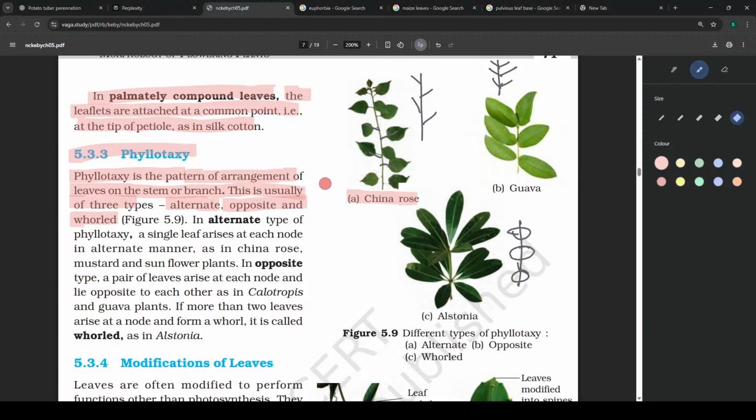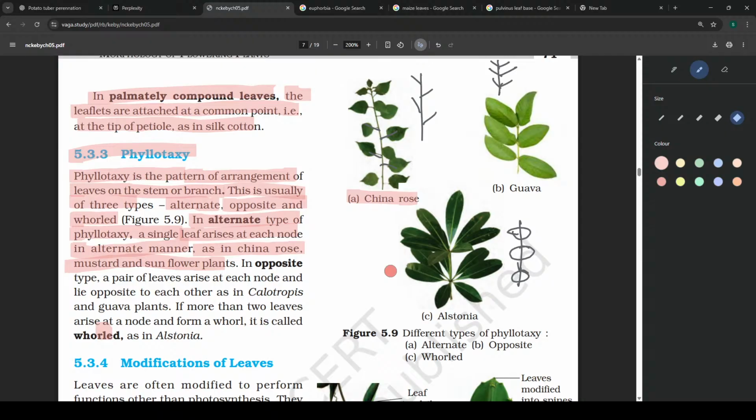Phyllotaxy is a pattern of arrangement of leaves on stem or branch. This is usually of three types: alternate, opposite, and whorled. In alternate type of phyllotaxy, a single leaf arises at each node in alternate manner. That is what I said here. Examples for alternate type of phyllotaxy are China rose, basically hibiscus, mustard, and sunflower plants.